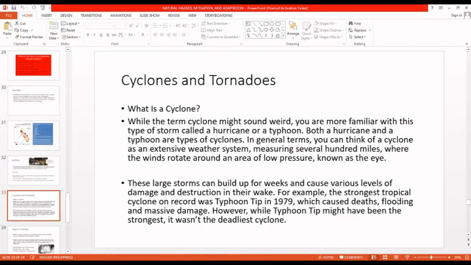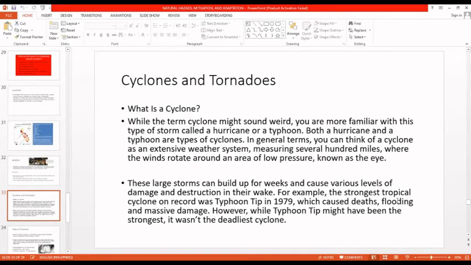So next, let's go to cyclones and tornadoes. What is a cyclone? What is the difference between it and a tornado? A cyclone is not really familiar to us. What is familiar to us are the types of storm: the hurricane and the typhoon. Both hurricanes and typhoons are types of cyclone. Here in our country, typhoon is the term we use.